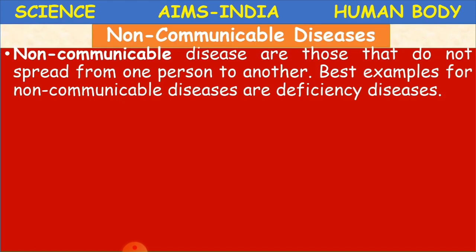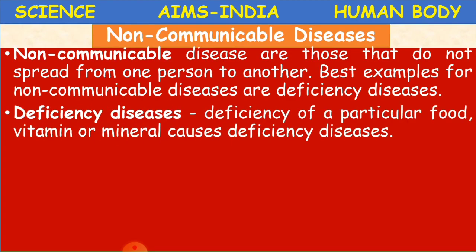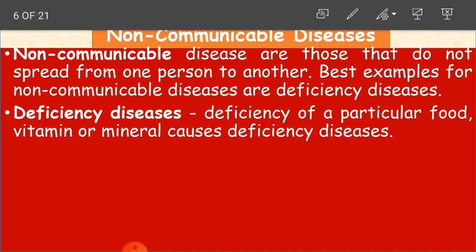Okay, why do we get deficiency diseases, children? When we don't take a balanced diet. Deficiency diseases are what? A deficiency of a particular food, vitamin or mineral causes deficiency diseases. So when there is a deficiency of a particular food, vitamin or mineral, then we get this type of deficiency disease. In the sense, in our body, if there is a deficiency of a particular food component or a vitamin or mineral, then we may be attacked with some diseases because of the deficiency. So that is why we call it a deficiency disease.